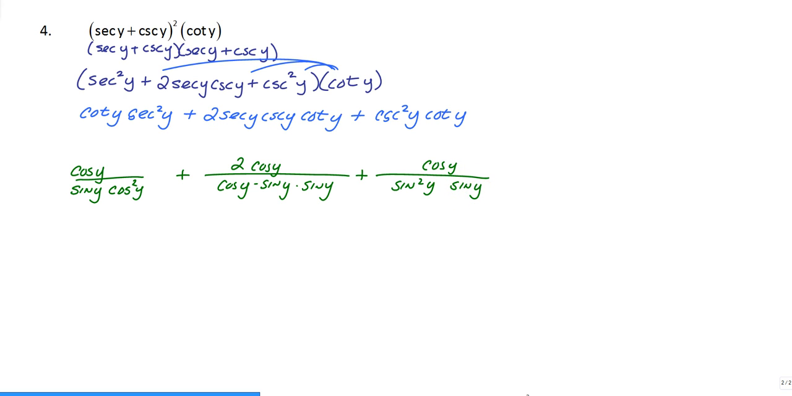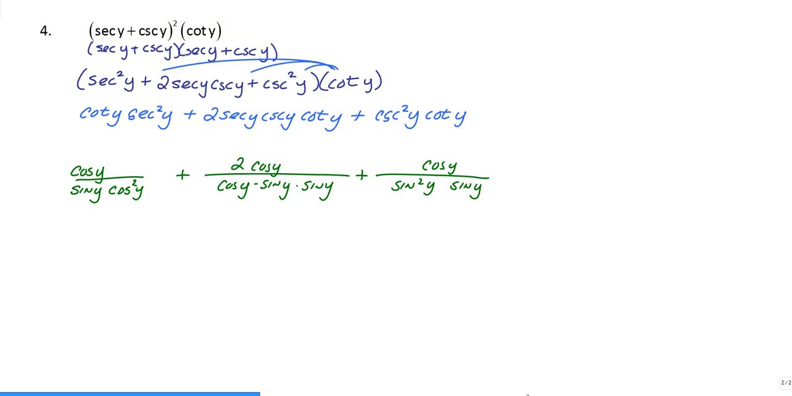Yes, it's big, it's nasty, but we haven't done anything too crazy. Next, you need a common denominator to add all these together. This has 1 sine and 2 cosine. This has 1 cosine and 2 sine. This one has 3 sines, because sine squared times sine is sine cubed. So all of that has to simplify to a common denominator.